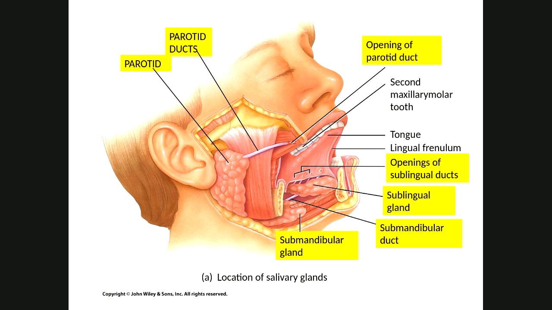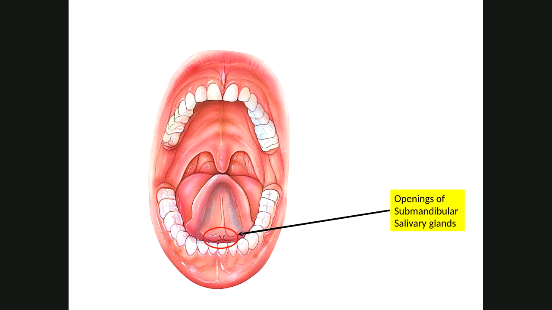So let's look at it. So parotid ducts are here, see it? So this is the parotid. Sometimes you can feel it. Parotid duct. Here's the spit right here. So submandibular glands, submandibular duct, and then sublingual. Under your tongue, you have the salivary glands. Here is the opening of the salivary glands.